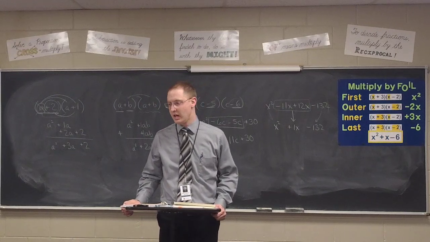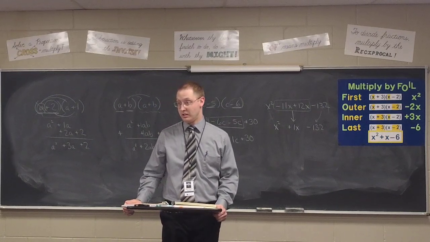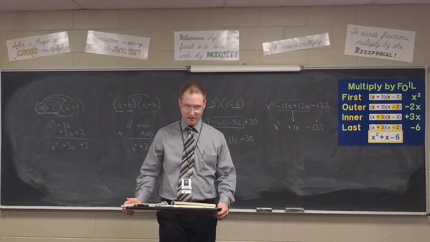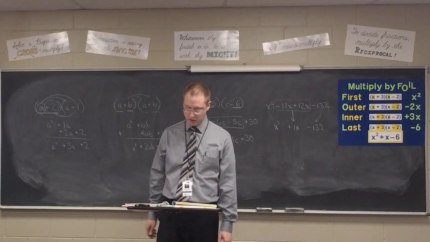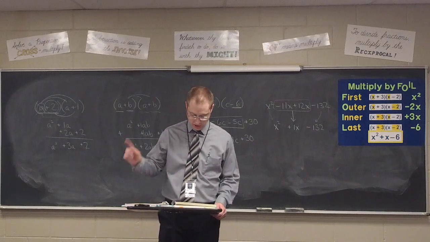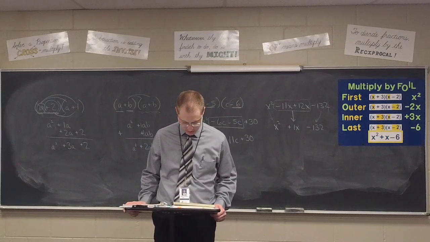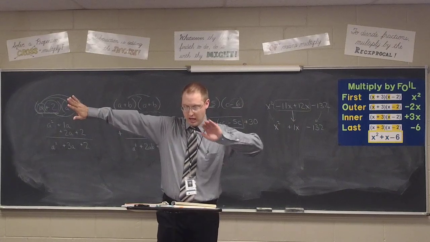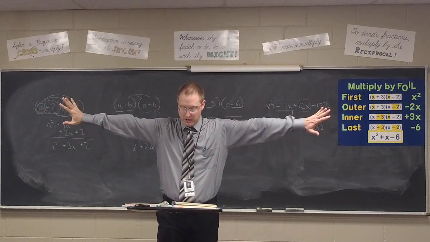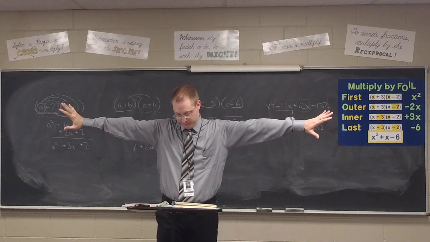All right, Lana's got it. Josh, let's see how far you got. What'd you get for your first? 2k squared. Your outer? What are your outermost terms? A 2k and a 3, right? 2k at the very beginning and a 3 all the way at the end, multiplying.